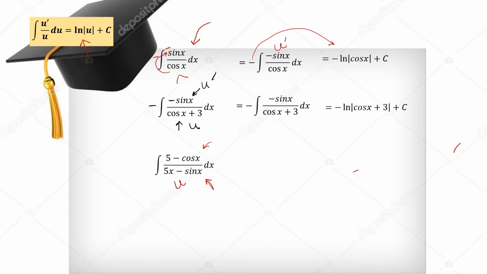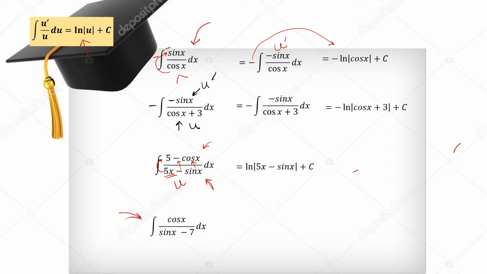Now check the derivative. The derivative of 5x is 5, which is written on the top. This minus is written on the top. The derivative of sine x is cosine x, which is written on the top, which means the derivative of the denominator is present on the top. So nothing more to do, just write the logarithm of the u. So ln and u is always the denominator, that is 5x minus sine x.